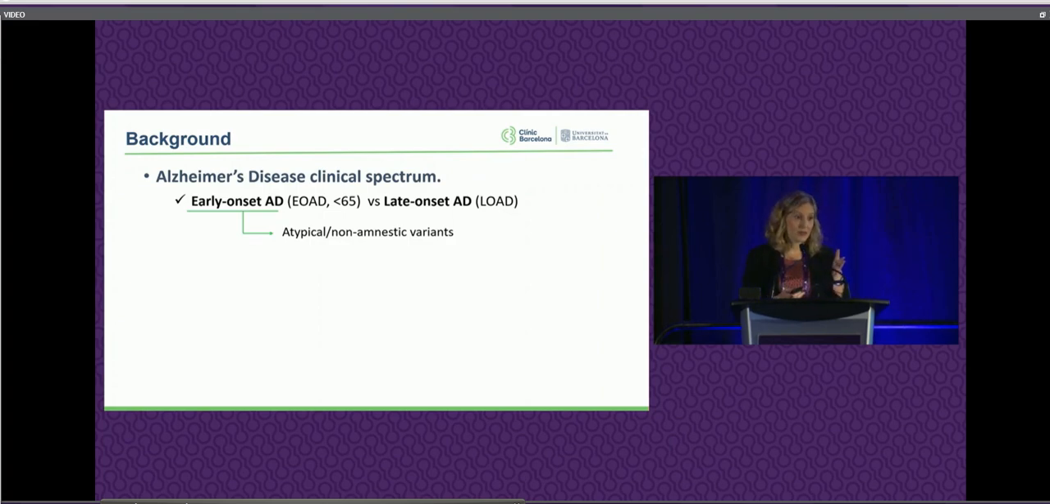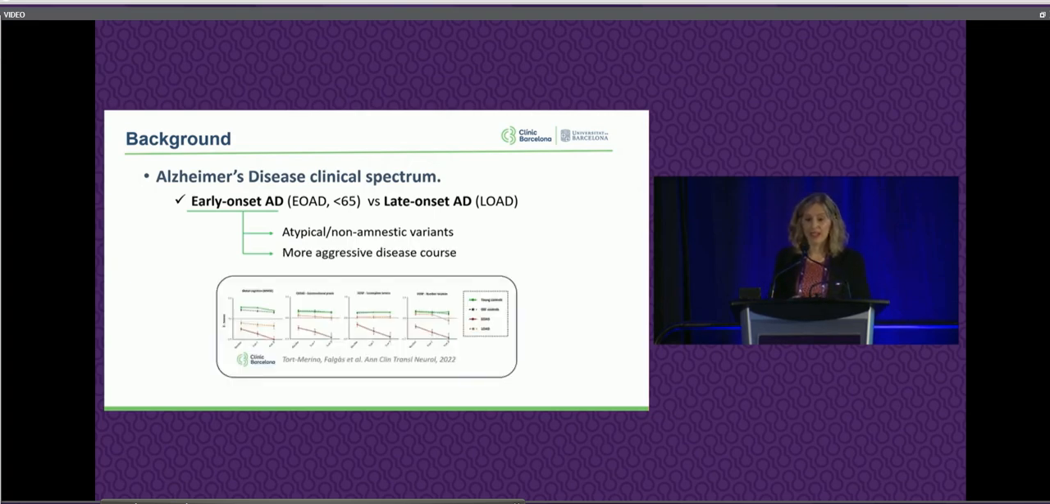This 65-year-old cutoff might seem arbitrary, but in fact it is useful because this group of individuals has specific features. For instance, there is a predominance of the atypical or so-called non-amnestic variants of AD. And they also have more aggressive disease curves, even in the first years of progression, not only globally, but also specifically within the non-amnestic domains.